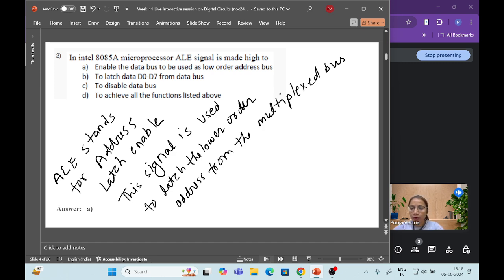So option A is the correct answer for this question: enable the data bus to be used as a lower order address bus.